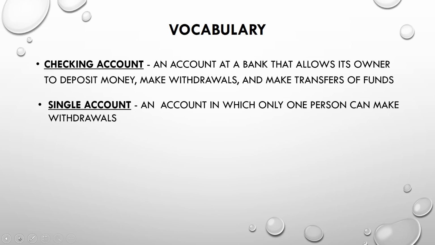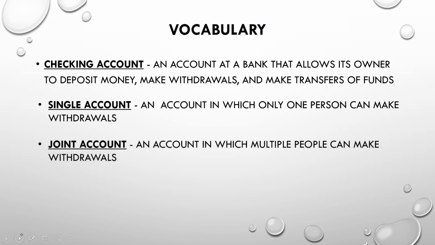All right, so a single account means only one single person is allowed to make withdrawals, which is taking money out of that account. The next type is a joint account. A joint account is the opposite. Here's where more than one person is allowed to make withdrawals.